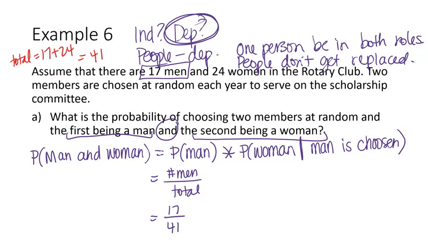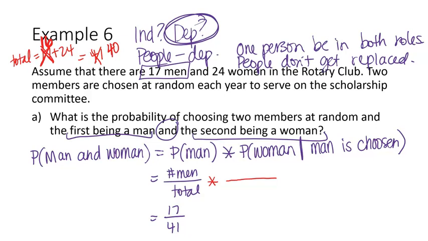Friends, I am not picking up all 17 people. I choose one of them. What that means is when I choose one, now there's only 16 men left. So there's only 40 people left to pick from. I have to take that into consideration when I move over to find the probability of being a woman.